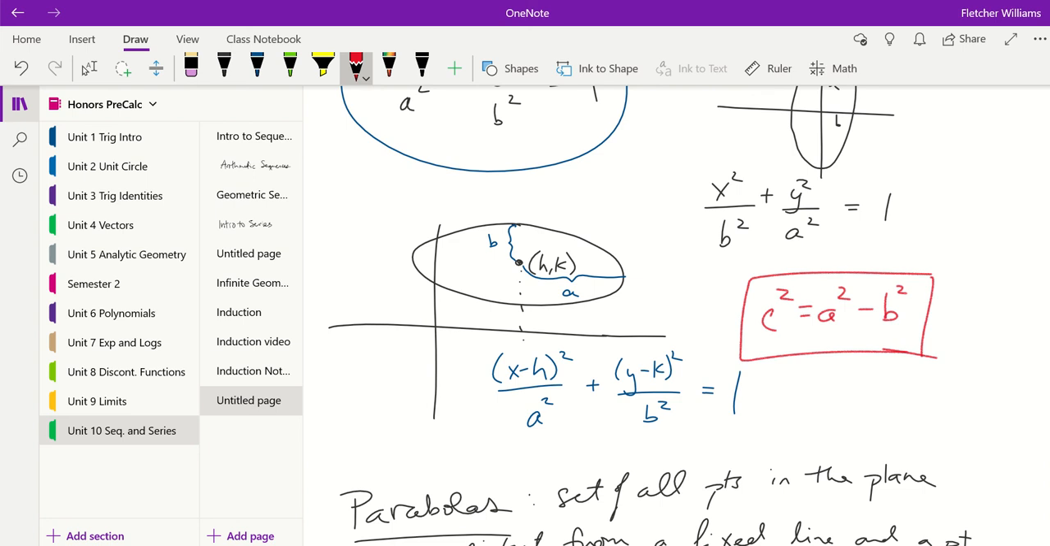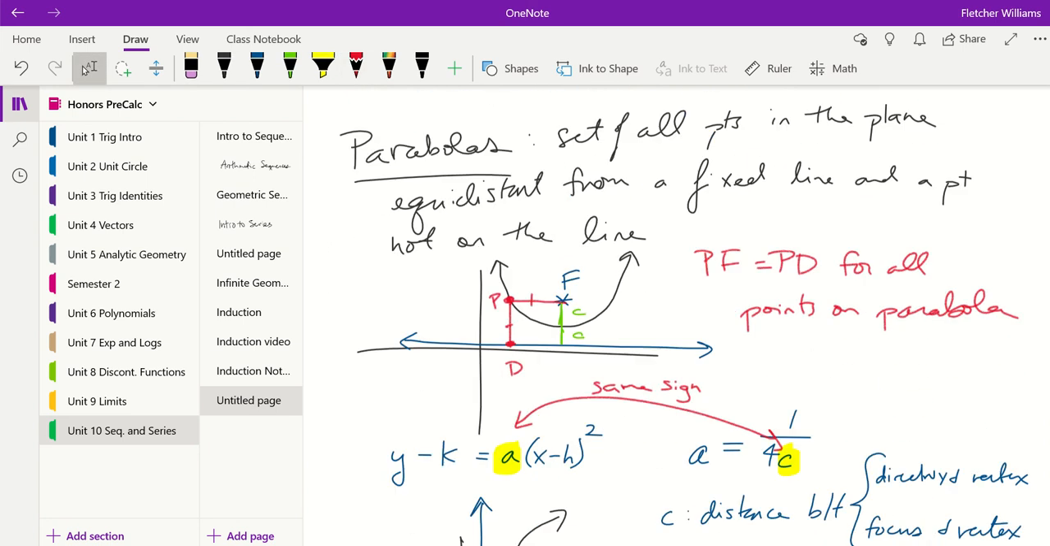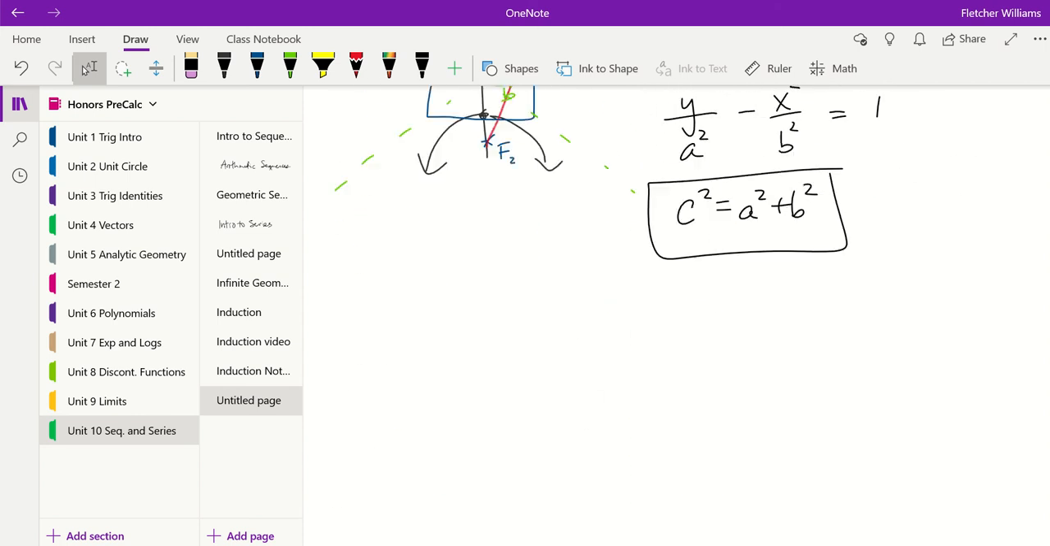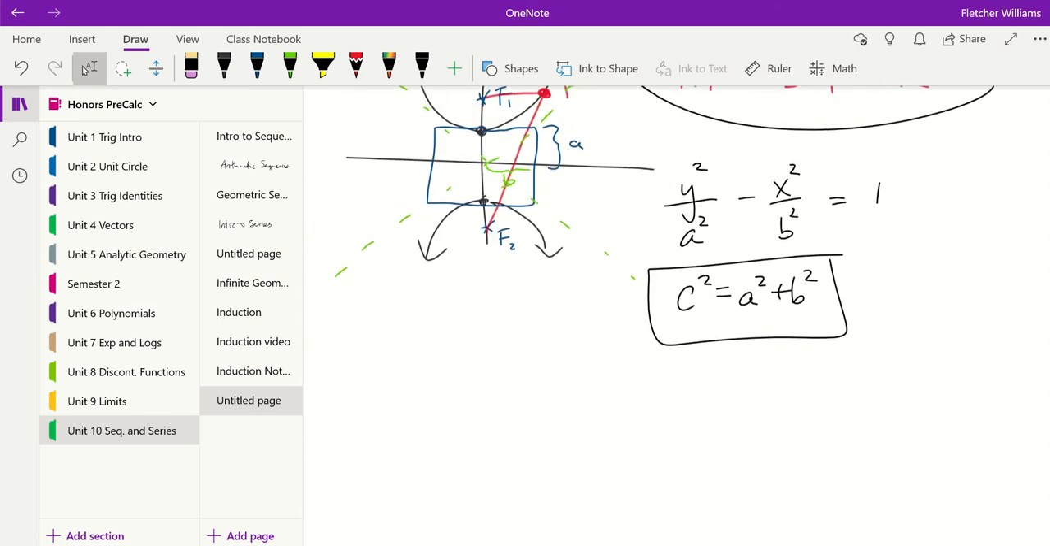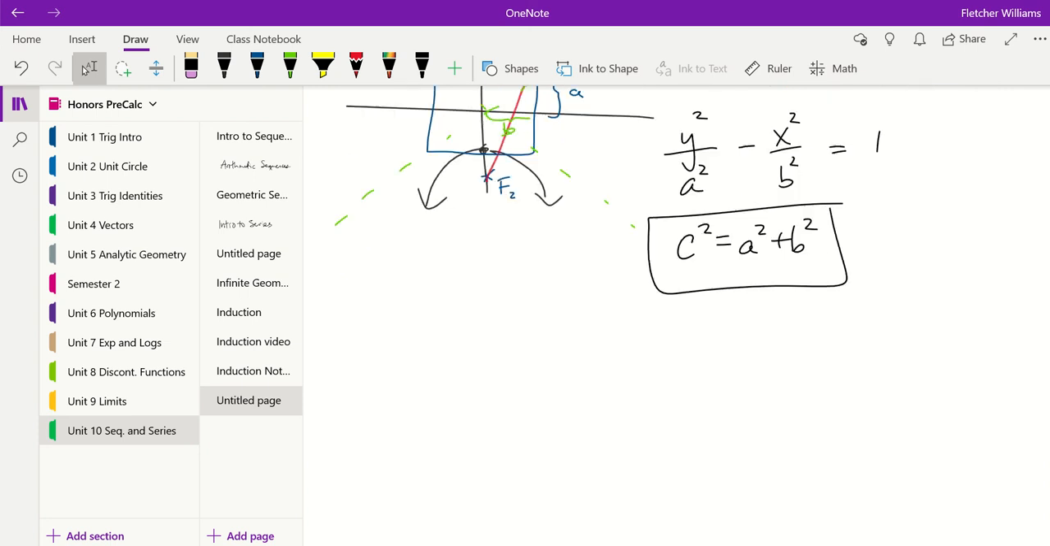Okay. All right. So that's conic sections. Okay, we're good now. It's been a while. All right. Polynomials.